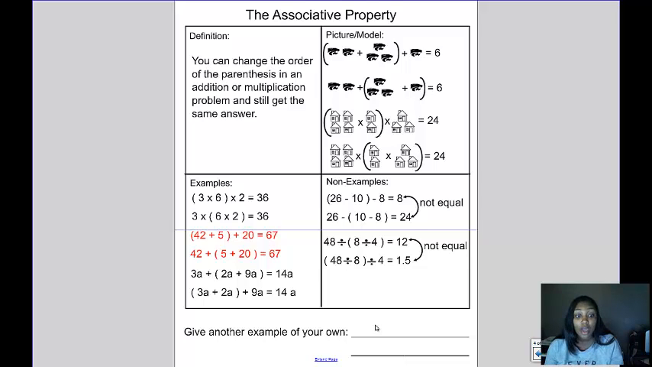Again, pause the video and give me 2 examples of your own, one with multiplication and one with addition.